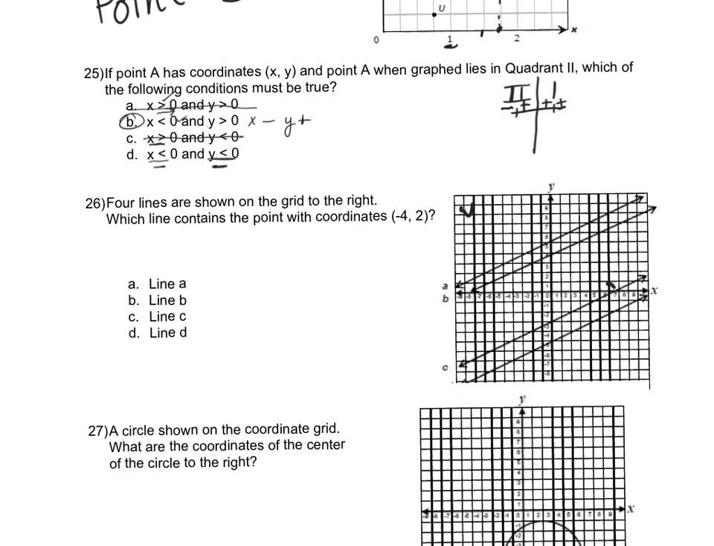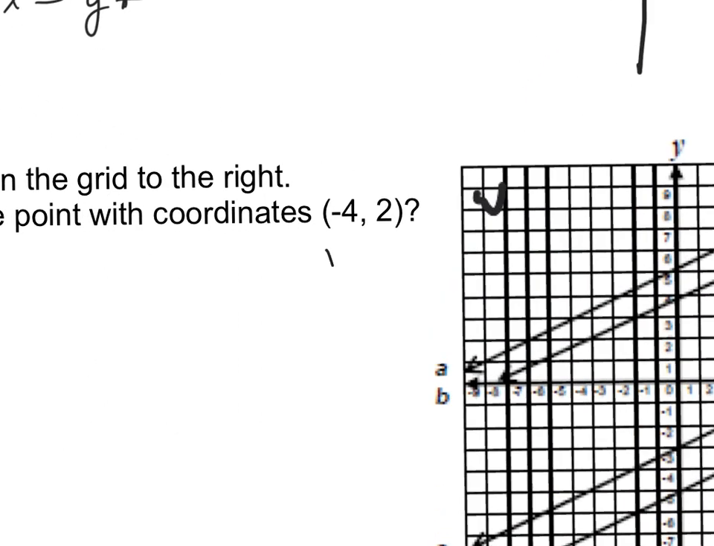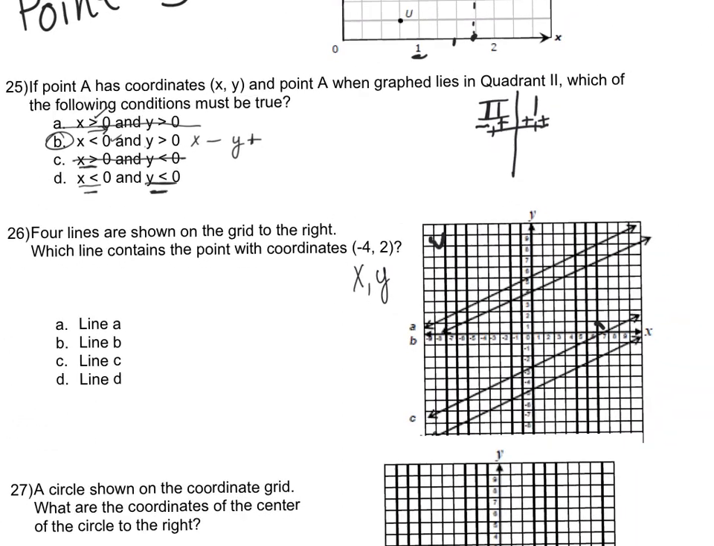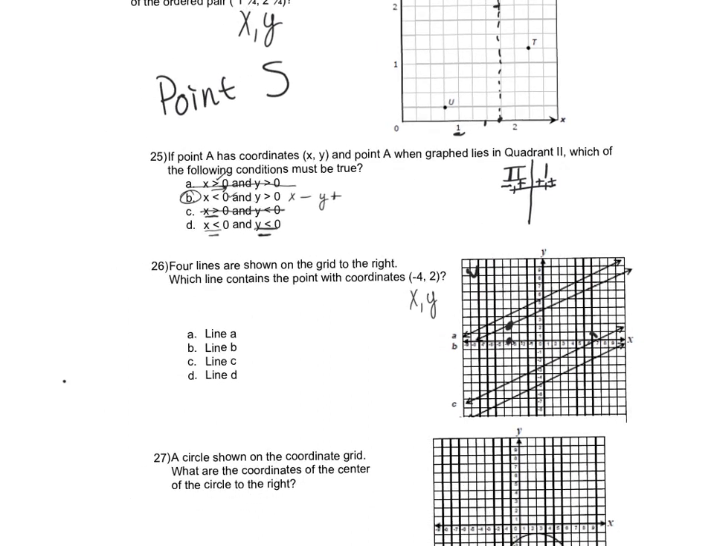Four lines are shown on the grid to the right. Which line contains the point with the coordinates negative 4, 2? So remember, we move x and then y. So I'm going to move over 4. So 1, 2, 3, 4. And then I'm going to go up 2. And my point will be right there, which is line B.